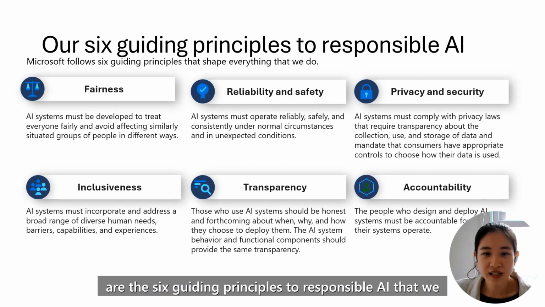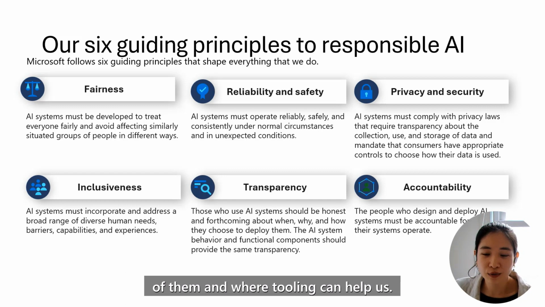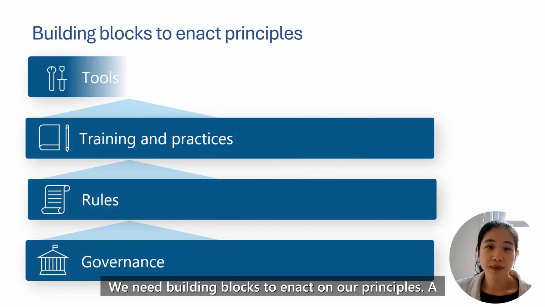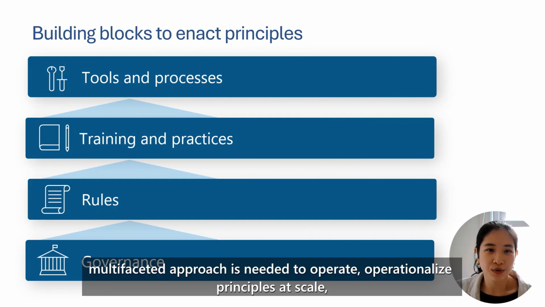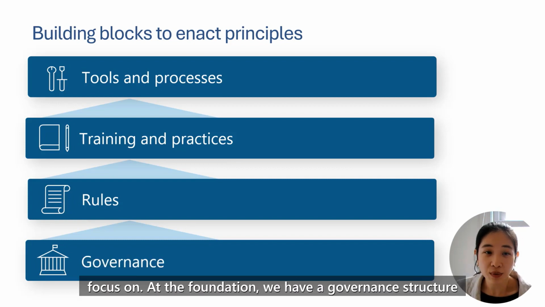So here are the 6 guiding principles to responsible AI that we just covered. And we're going to double click into 3 of them and where tooling can help us. We need building blocks to enact on our principles. A multifaceted approach is needed to operationalize principles at scale. And here are the 4 key areas that we want to focus on.